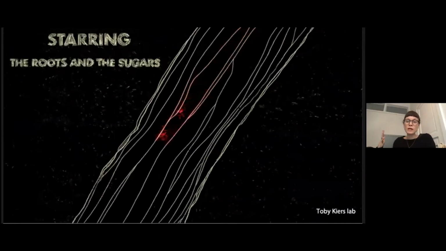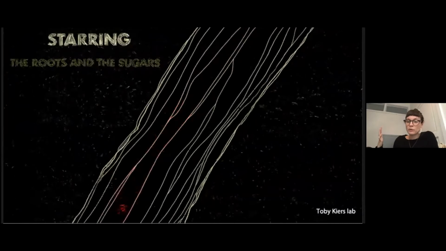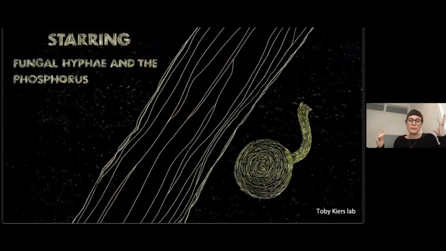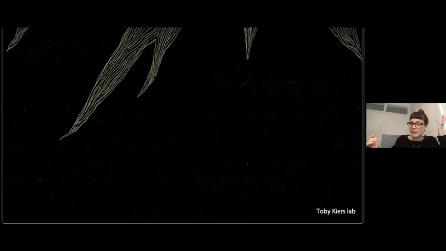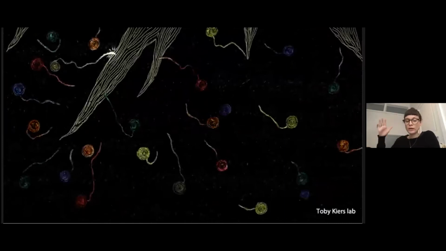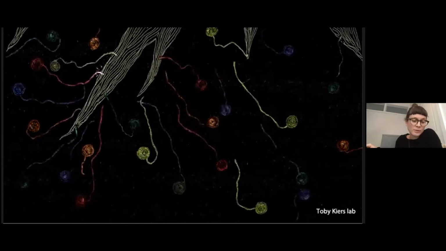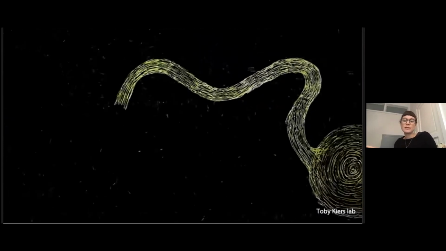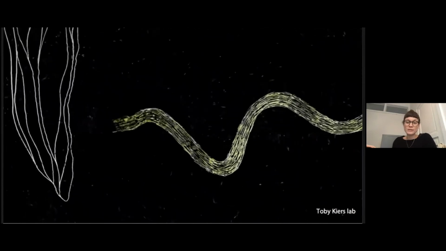As an example of how this framework can be useful to understand host microbe interactions, I would really warmly recommend you check out the work of Toby Kiers' lab from Amsterdam. They've looked at two of the symbioses that de Bary started his whole concept of symbiosis on: the mycorrhiza and the rhizobia and legume interactions.